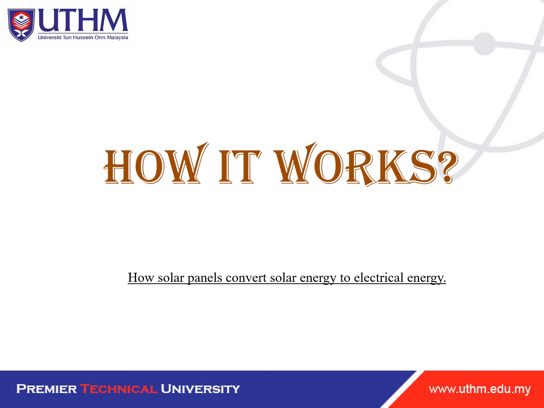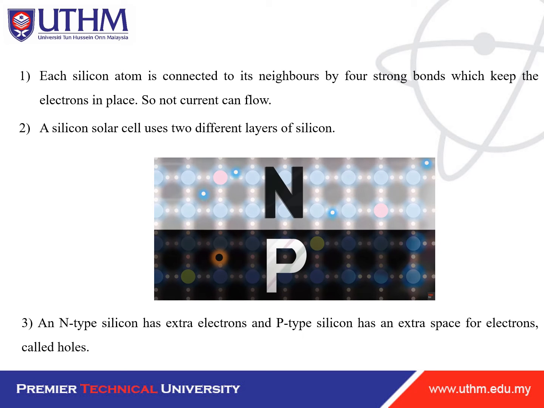How it works. How does a solar panel convert solar energy to electrical energy? First, each silicon atom is connected to its neighbors by 4 strong bonds which keep the electrons in place, so no current can flow. Second, a silicon solar cell uses 2 different layers of silicon. As we can see, this is the layer of N and this is the layer of P. So these are the 2 layers of silicon.